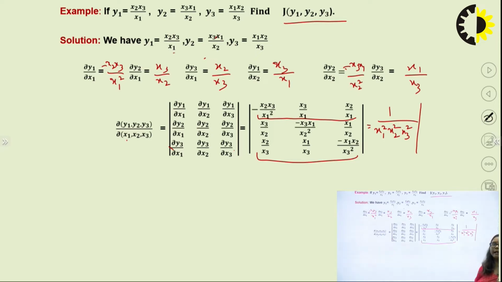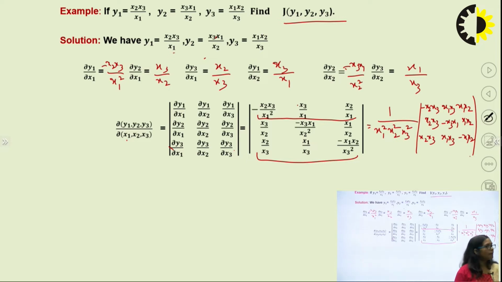Now look at what is left inside the determinant. When I take these commons, 1 by x1 square is common, so I am left with the value minus x2 x3 inside the bracket. 1 by x1 square is common, so one of the x1 is multiplied over here, and I am left with the value x1 x3. Similarly, 1 by x1 square is common, so I am left with the value x1 x2. From here I took 1 by x2 square common, so this will become x2 x3, this is minus x3 x1, and from here we get x1 x2. Since 1 by x3 square is common, I get over here x2 x3, x1 x3, and minus x1 x2.